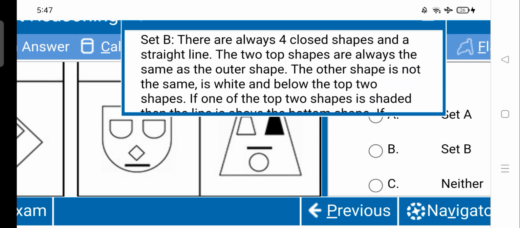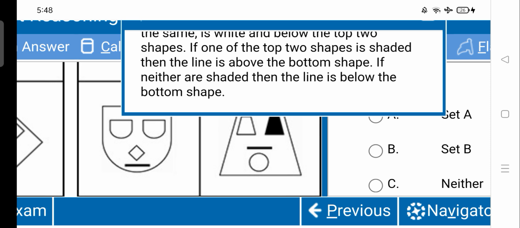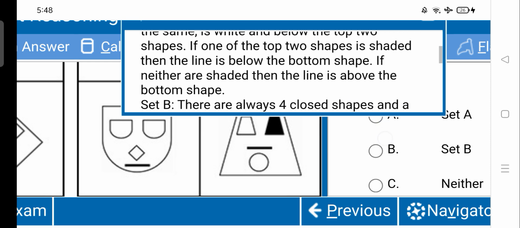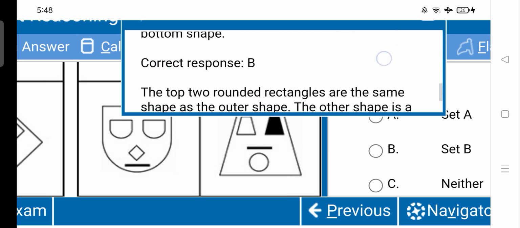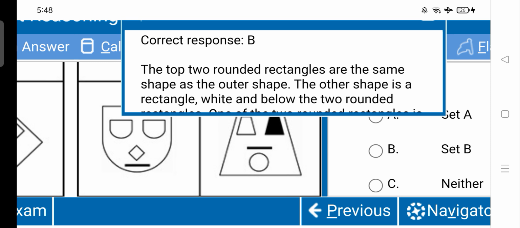For set B, there are always four closed shapes and a straight line. The two top shapes are always the same as the outer shape. Other shape is not the same, is white and below the top two shapes. If one of the top two shapes is shaded, then the line is above the bottom shape. If neither are shaded, then the line is below the bottom shape. So these are the rules for set A and set B, and where we have correct option is option B.